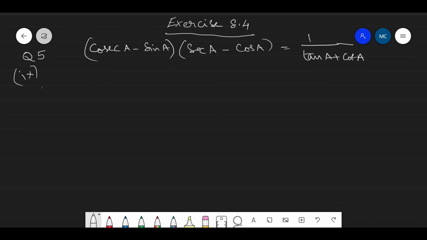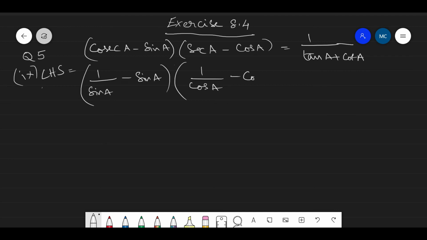Okay, we'll see the next problem. It is given (cosecant A minus sin A) into (secant A minus cos A) is equal to 1 by (tan A plus cot A). So this problem we have to do separately, LHS and RHS. We'll start with LHS first. Cosecant A is 1 by sin A minus sin A, take it as it is, and this one will be secant A is 1 by cos A minus cos A.